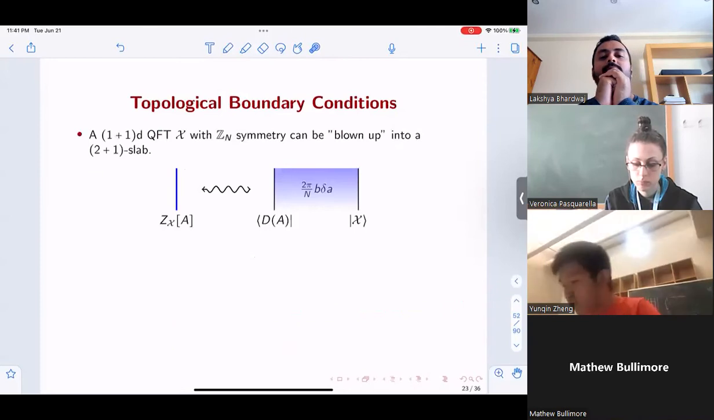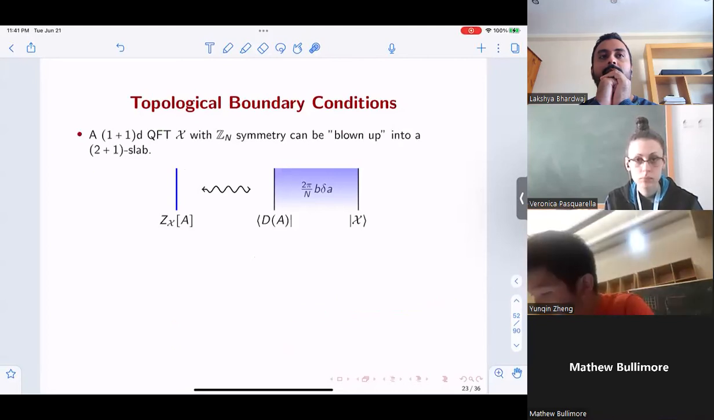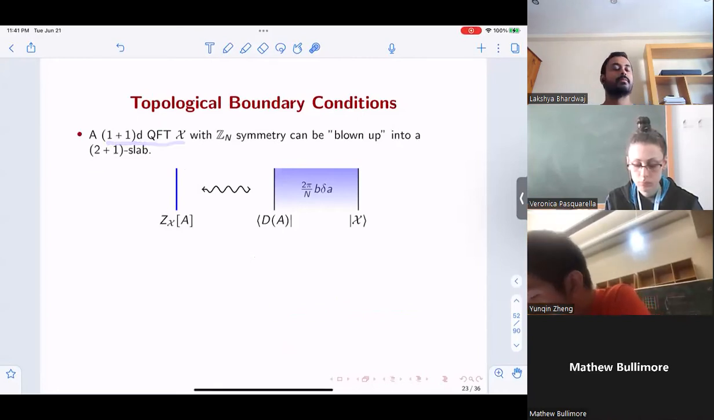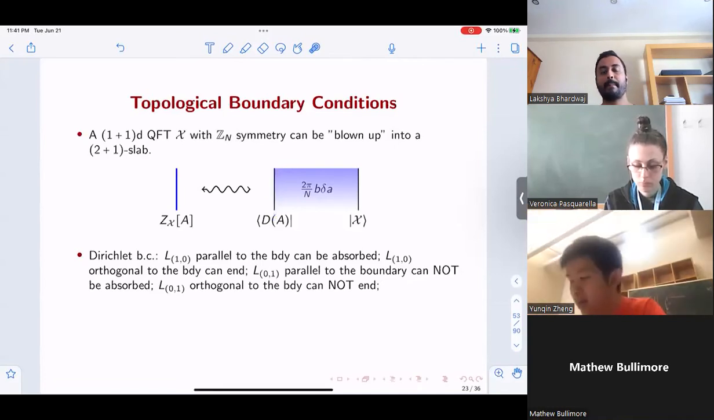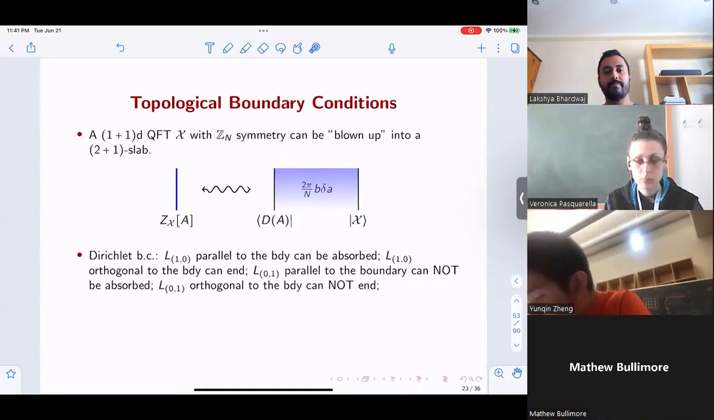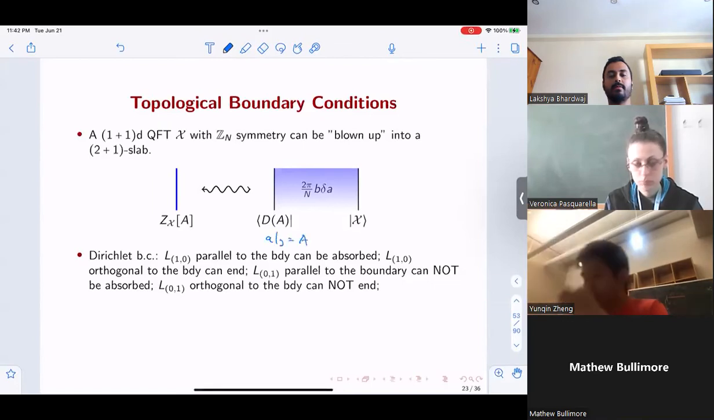Okay, so far for the operators in the bulk, let's also consider the boundary conditions. As I said, every 1+1 dimensional QFT with Zn global symmetry can be blown up into a slab where there is a Zn gauge theory living in the slab, with a Dirichlet boundary condition on the left and a non-topological boundary condition on the right. Let's discuss what this Dirichlet boundary condition does for the line operators in the bulk. The Dirichlet boundary condition is given by enforcing that the A gauge field, which is dynamical in the bulk, at the boundary is capital A, which is the background field.